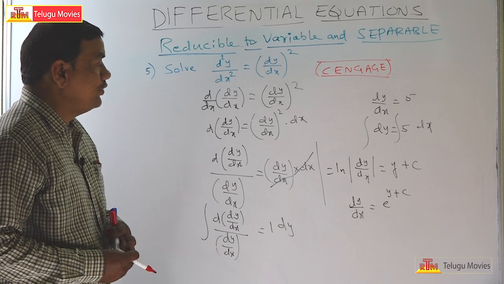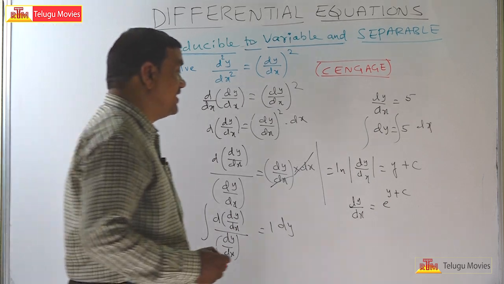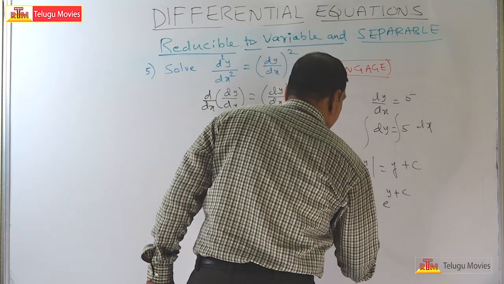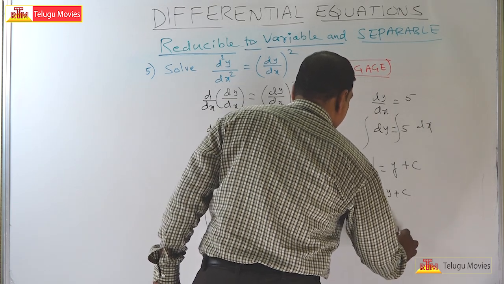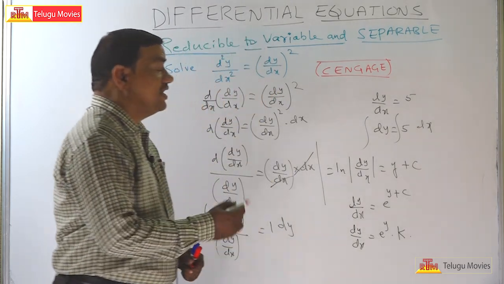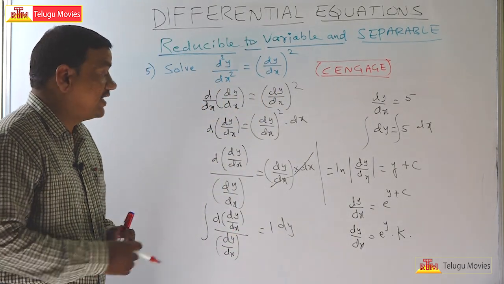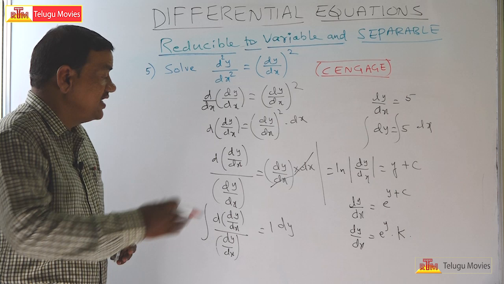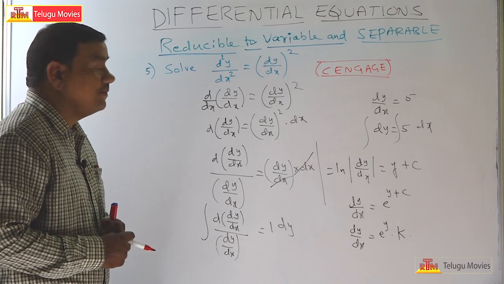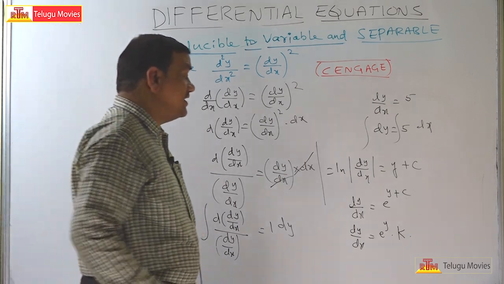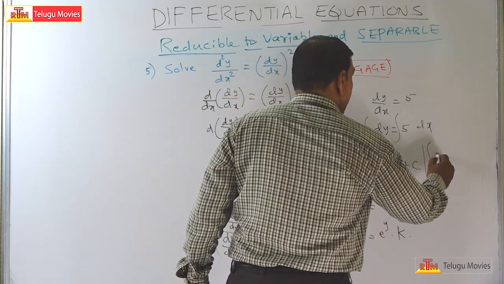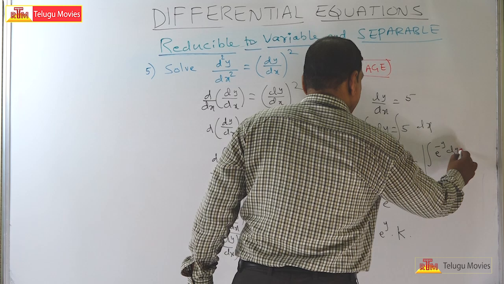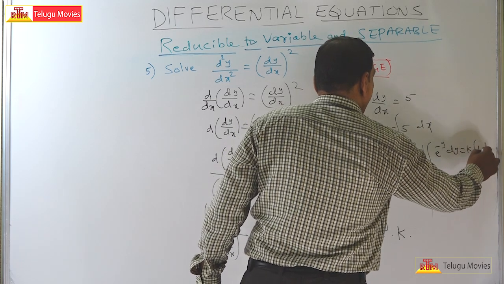Again you can do this separately like that. So dy by dx is equal to e power y into e power c. Some constant k you can take, since e power c is a constant. Then separate the variables, and it is separable. So this is equal to integral e power minus y dy equals k into integral 1 dx.